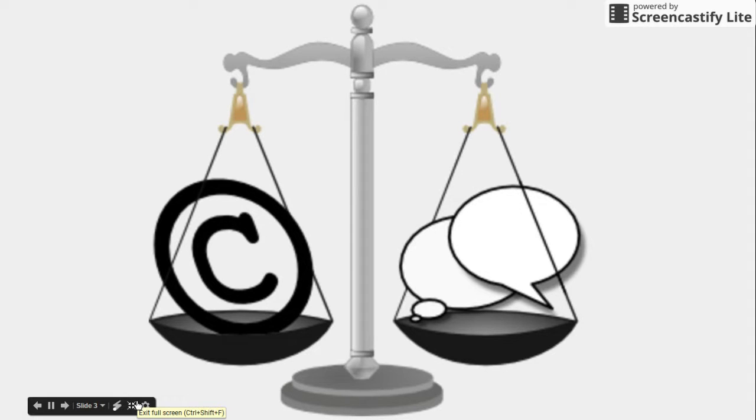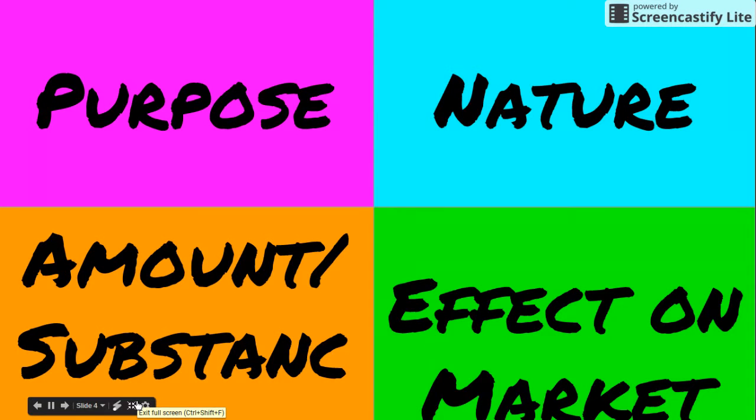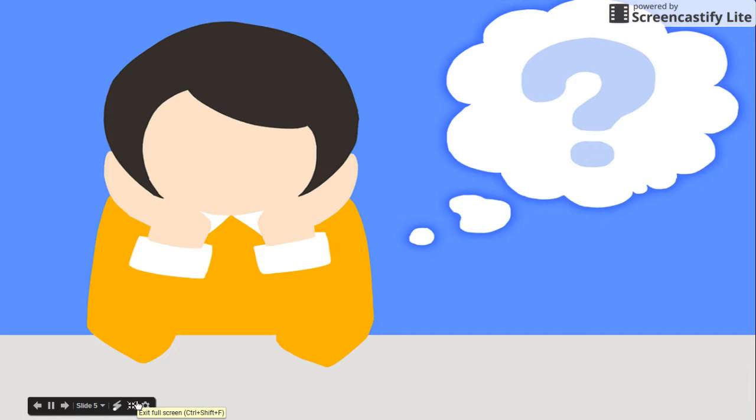Let me be clear, it is not the simplest concept, but with a few short key factors and questions, you can understand it clearly. There are four main factors to be considered: the purpose and character of your use, including whether such use is of a commercial nature or is for non-profit educational purposes; the nature of the copyrighted work; the amount and substance of the portion taken in relation to the copyrighted work as a whole; and the effect of the use upon the potential market and the value of the copyrighted work.